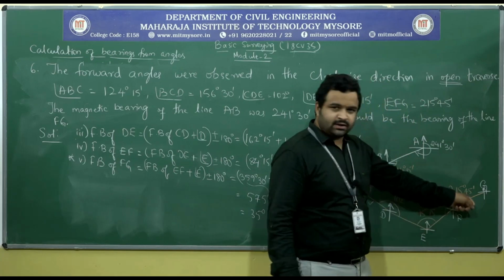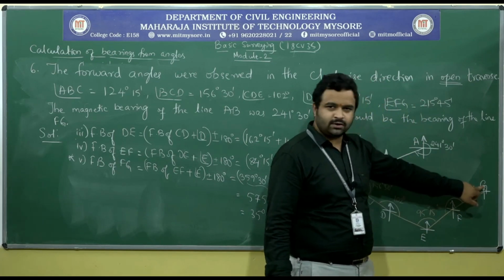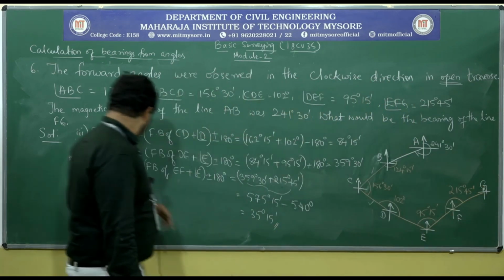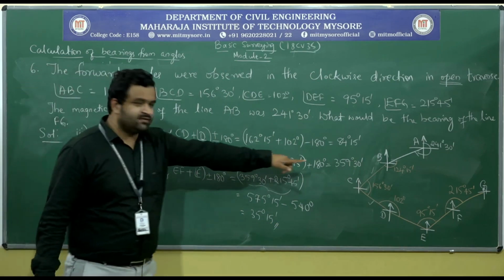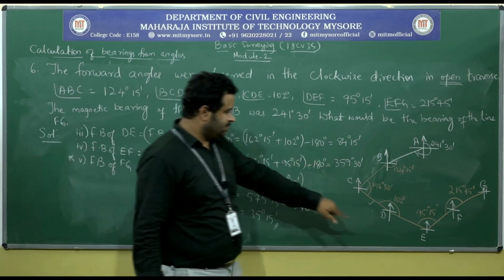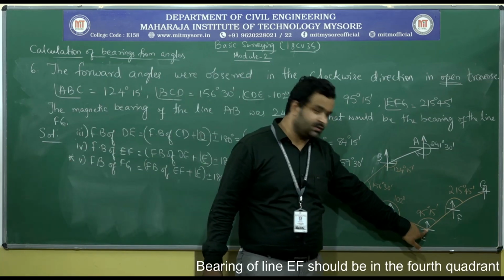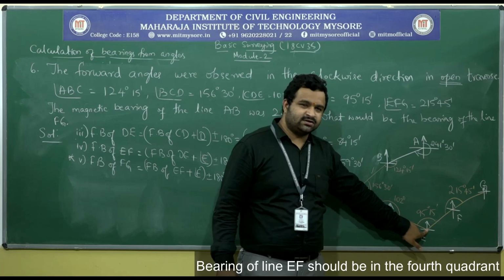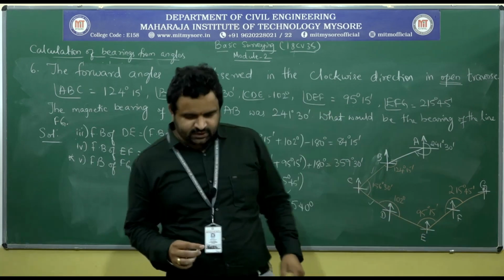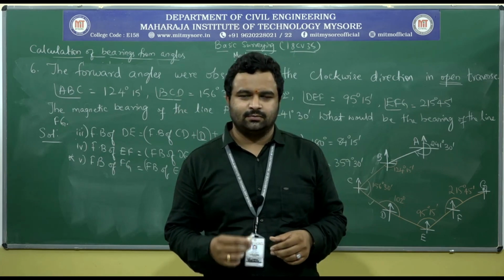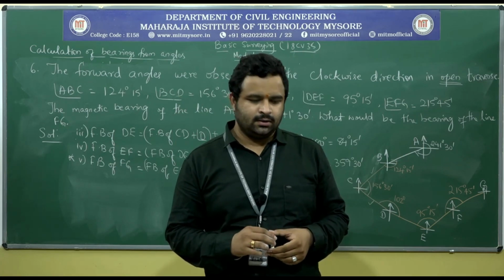It should be in the first quadrant. So it is in the first quadrant. Similarly, if you go to the forebearing of the line EF, what is the value? 359 degree 30 minutes. Whereas this is plotted where? It is plotted in the first quadrant. Strictly speaking, it would have been in the fourth quadrant. So in the next classes, we are going to solve some more problems on the new topic. Thank you.